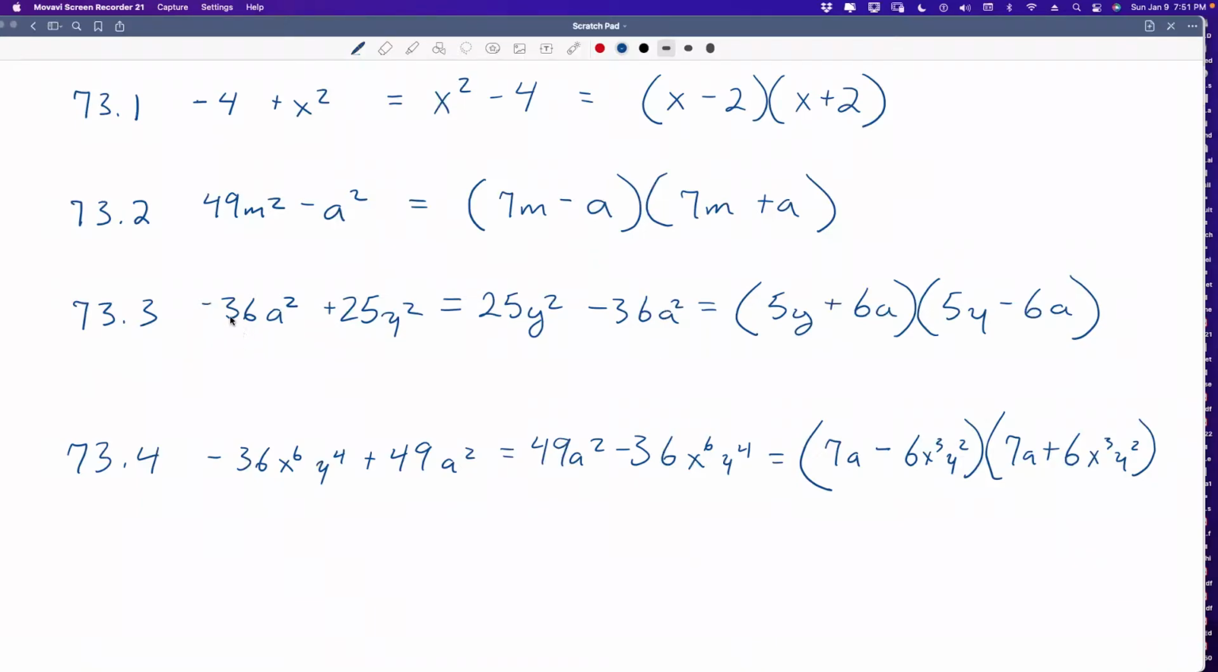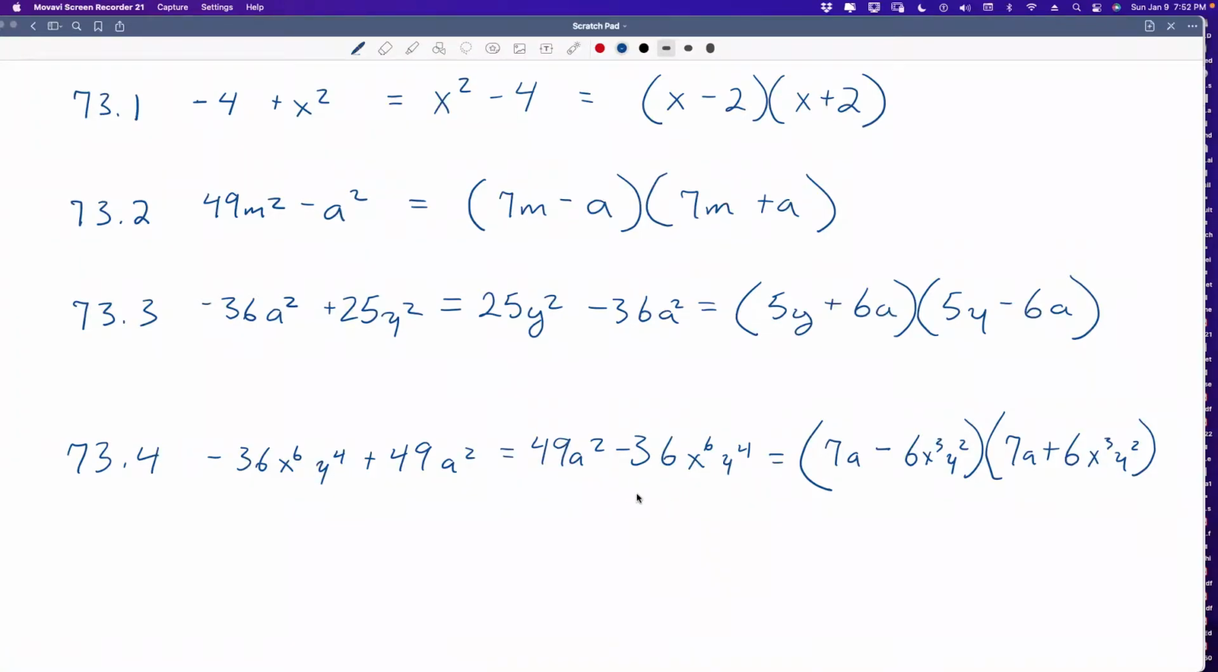This one was a negative first, then your positive, so we rearranged it so your negative was in the right place. And then we took the square root here, 5y, plus the square root here, 6a, times 5y minus 6a. Same thing here. This should have been, like I said, x to the 6th. So if you had a problem with that and had a question about it, that's what it was. So if you don't get this one right, don't feel bad. I didn't give you the correct information on the front end.